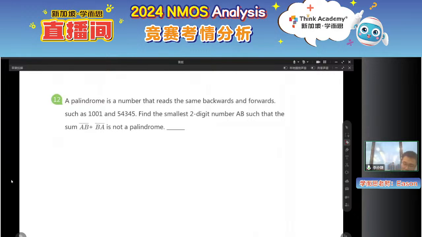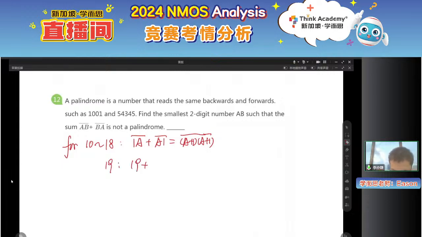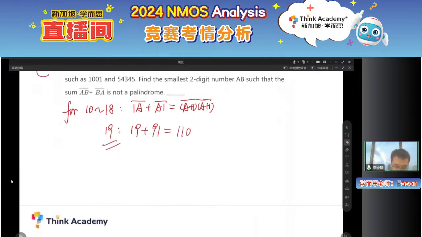It's not a palindrome. So is it 19? Yeah, it's just 19. So this is something like a brainstorm case, because from 10 to 18, we always have 1A plus A1 always equal to A plus 1, A plus 1. So this is a palindrome since there is no carryover. But for 19, it's 19 plus 91 becoming 110. So 19 is small, so we need an easy question. Thought to be a difficult one, but actually it's an easy one, right?